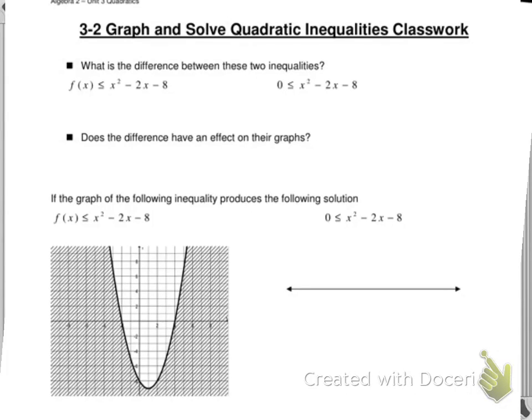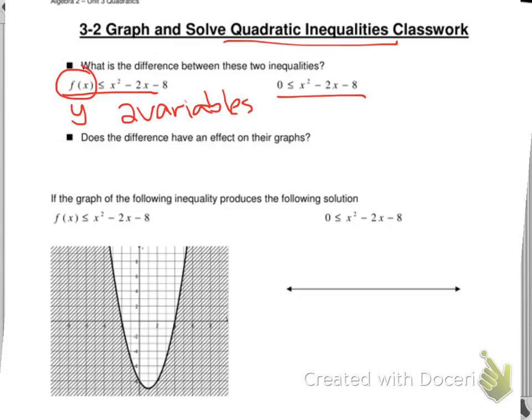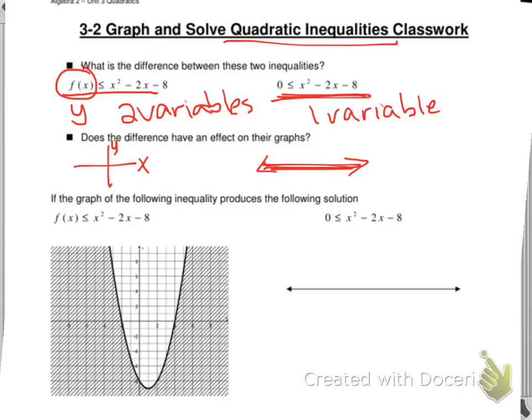Okay, so we are looking at solving quadratic inequalities today. First I want to look at these two inequalities and how they are different. Hopefully someone said this one is f of x or y, and so that means it has two variables, an x and a y. How many does this one have? One variable. So this would be graphed on an xy coordinate plane, and this would just be graphed on an x, or a number line. So that is the difference between those.